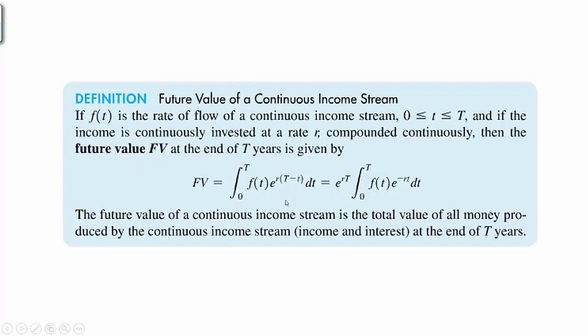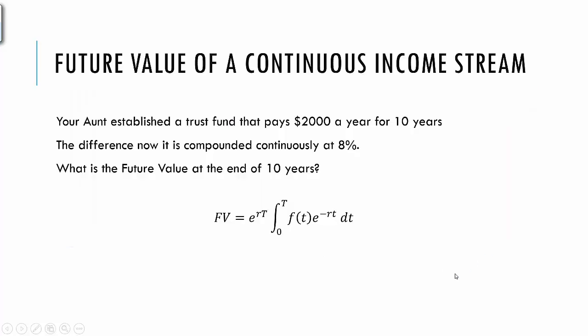Now this first one's kind of messy, and all we did here was distribute this e to the r times big T, which goes out front because that's just a constant, and then e to the minus rt, which is right here. So you'll probably find this formula a little bit friendlier. The future value of a continuous income stream is the total value of all money produced by the continuous income stream. In other words, it's income plus interest at the end of so many years.